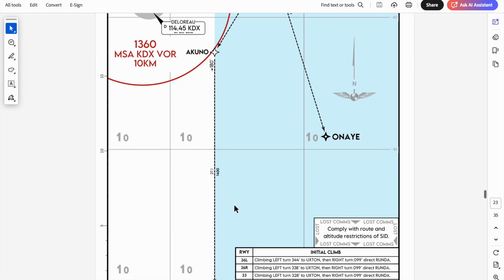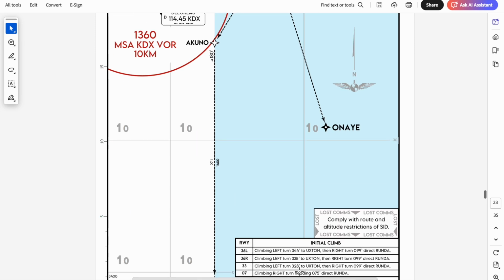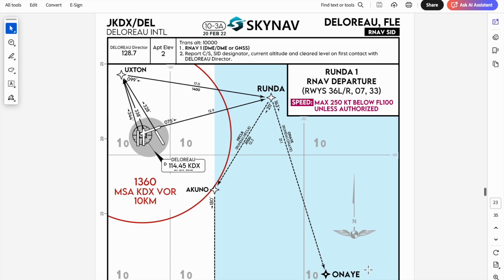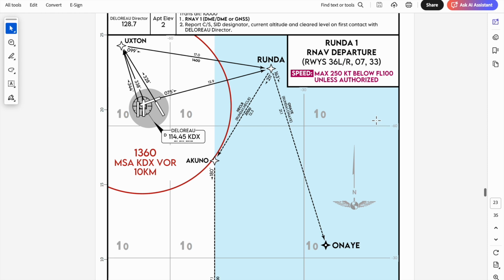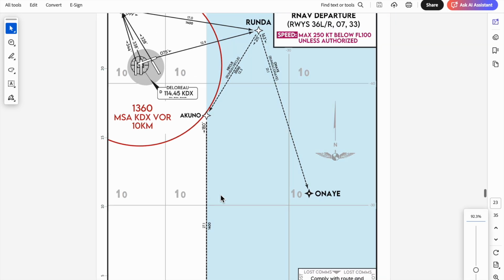And we can also see the same directions reproduced in this little box down here. So we took off runway 33, climbing left, turn 328, then turn right, 099. We also have a blanket restriction to be at a maximum of 250 knots below flight level 100, which is again 10,000 feet, unless otherwise authorized. And side note, 250 knots below flight level 100 is a universal rule, doesn't only apply to SIDs.